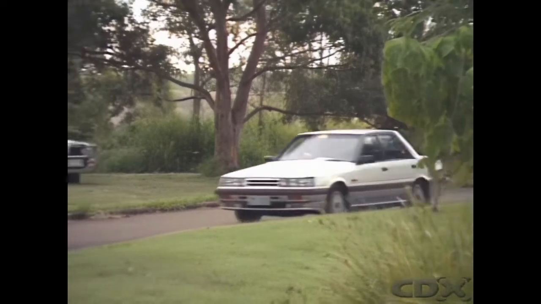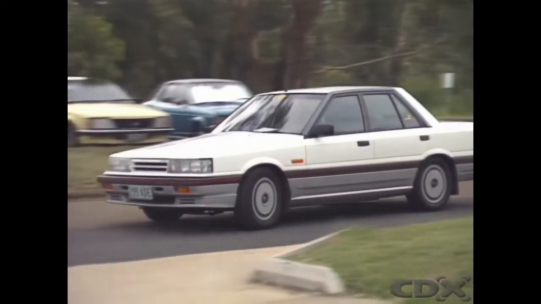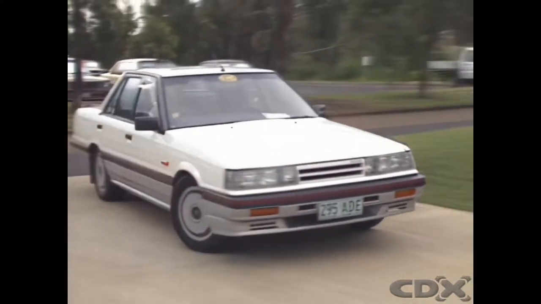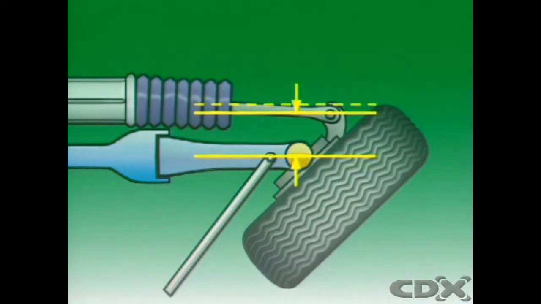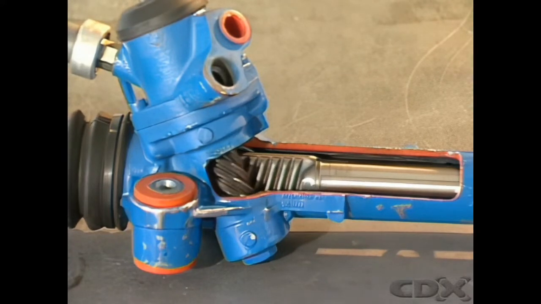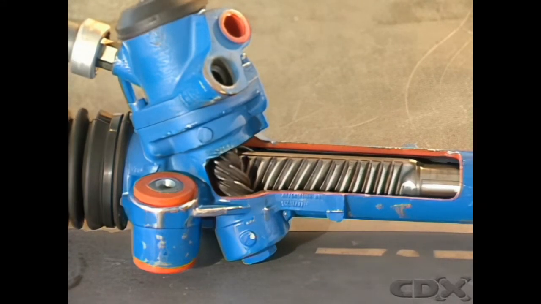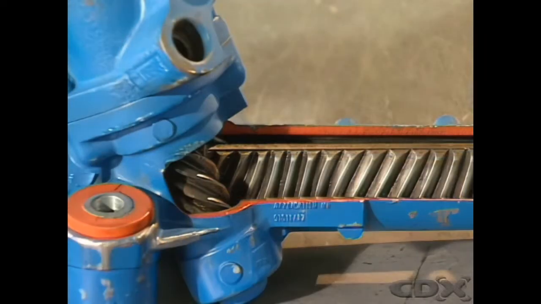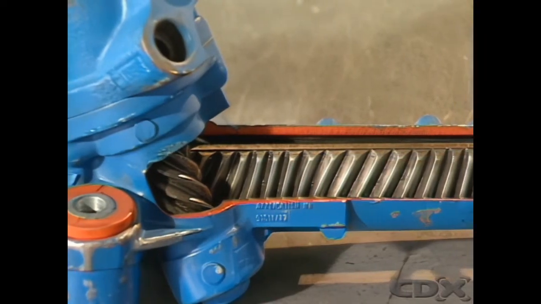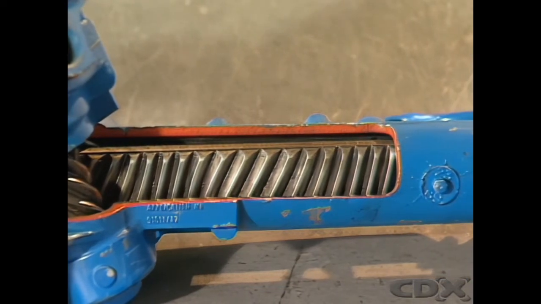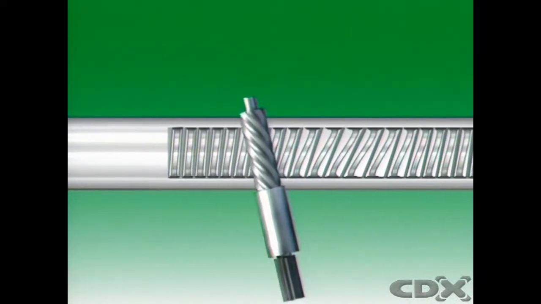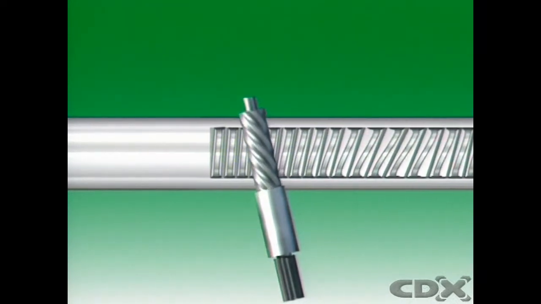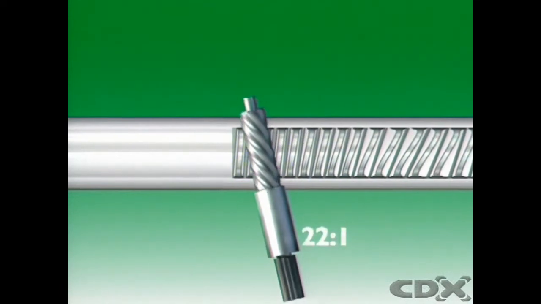A disadvantage of a fixed ratio system is that towards the lock positions, more effort is needed by the driver. This is because the angle of the steering arms reduces their effective length, and that reduces the leverage on the wheels. To overcome this, many rack and pinion systems use variable ratio steering. The ratio is made variable by changing the shape of the teeth on the rack between the center and the outer edges of the rack. Then, as the steering moves away from the straight ahead position, the ratio, and therefore the mechanical advantage, increases progressively.